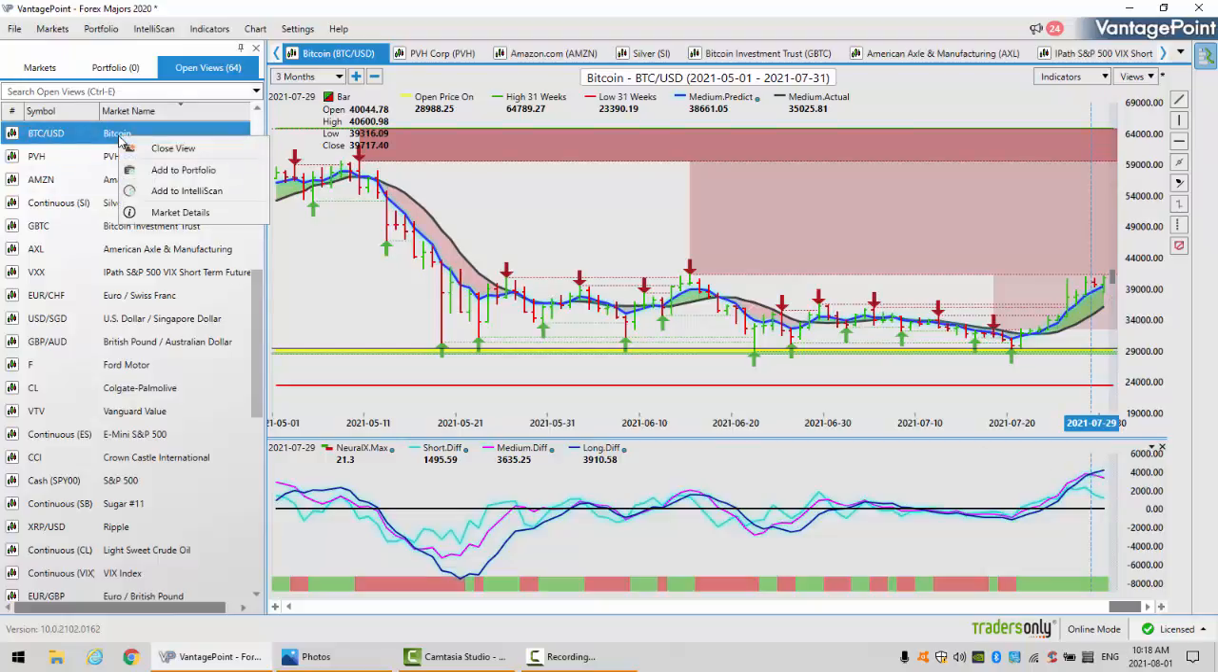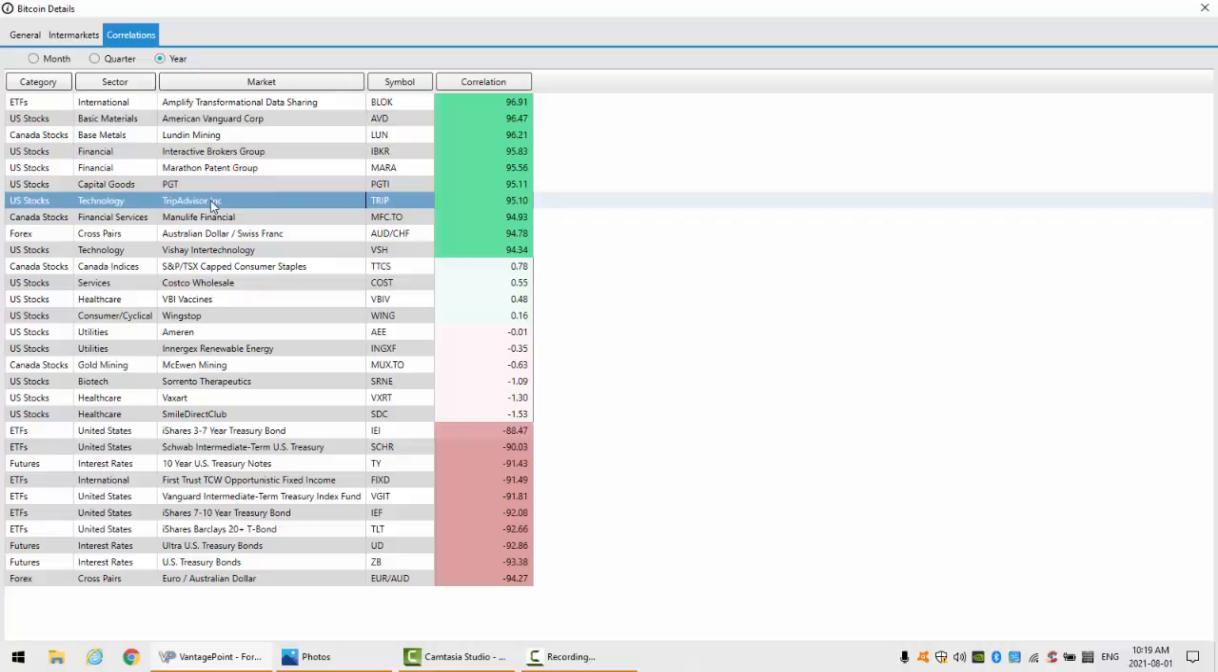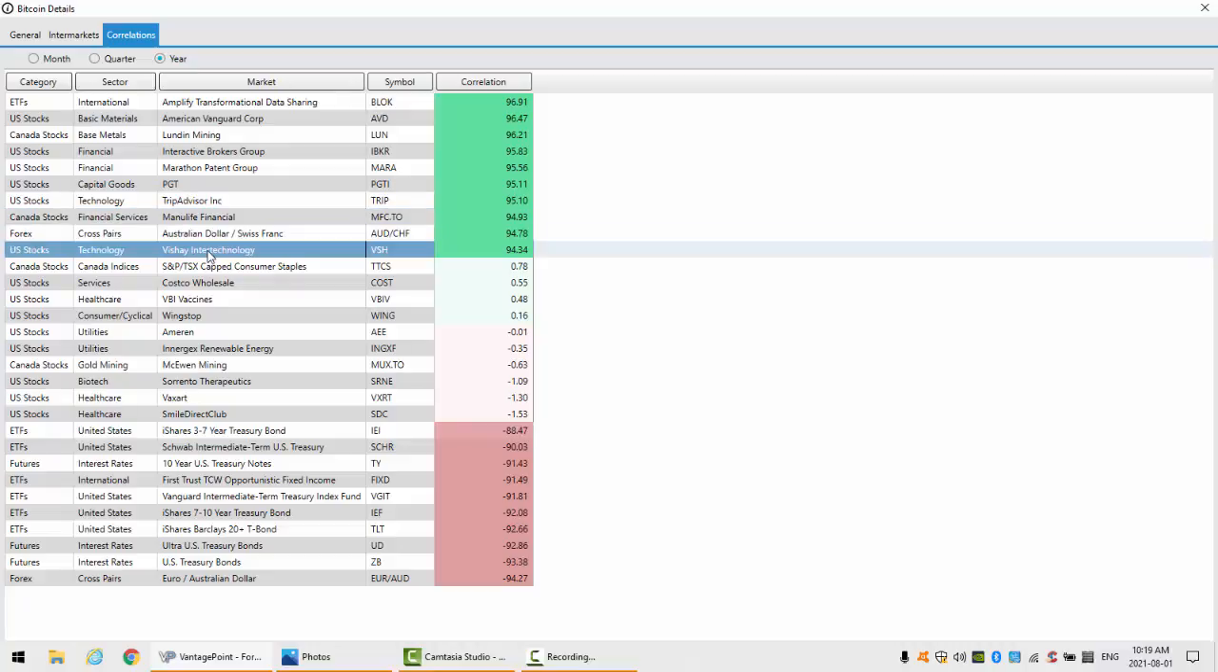Now, once again, if Bitcoin does fall here, guys, then this makes these intermarket correlations all the more interesting to us. So these markets that are highly correlated to Bitcoin, 96%, you can see these ticker symbols. There's a whole bunch of stocks in here. Who would think that TripAdvisor has a 95% positive correlation to Bitcoin? Not me. I would never have guessed that in a million years. Or Manulife, or the Aussie Swiss franc, or the VSH. I wouldn't have guessed any of that.